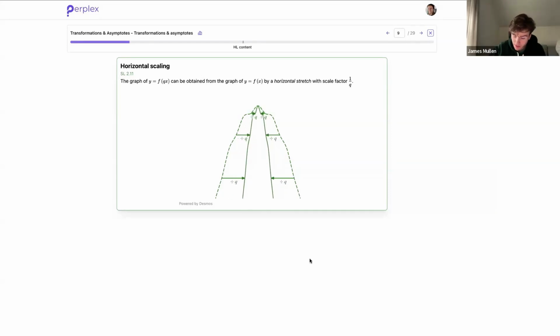And this is what they want you to say. They want you to write this 1 over q on exams when you're describing this. They don't want you to say compression by factor q. You're supposed to say stretch by factor 1 over q or scale by factor 1 over q.